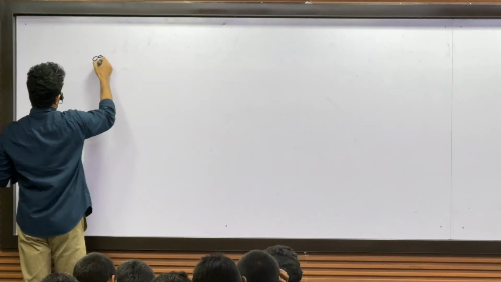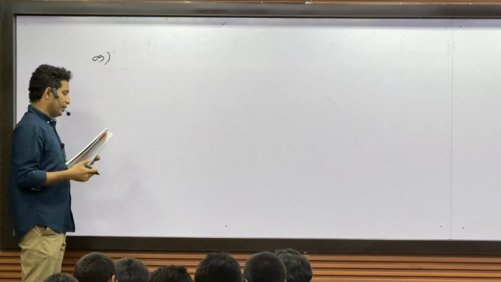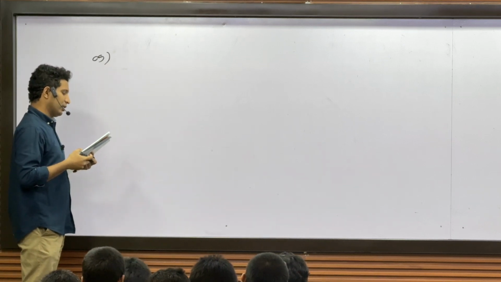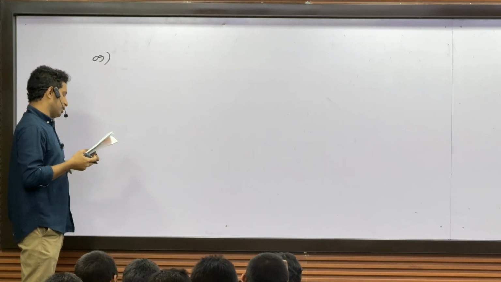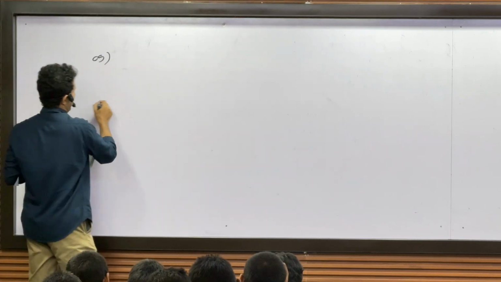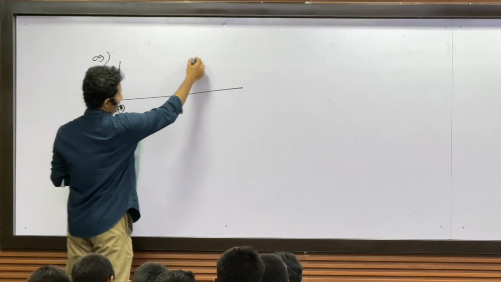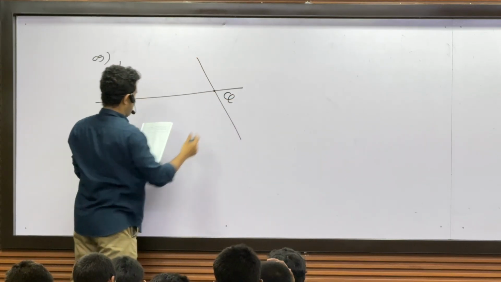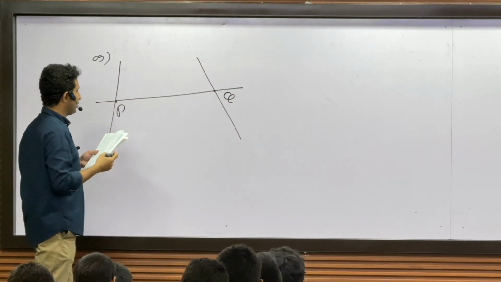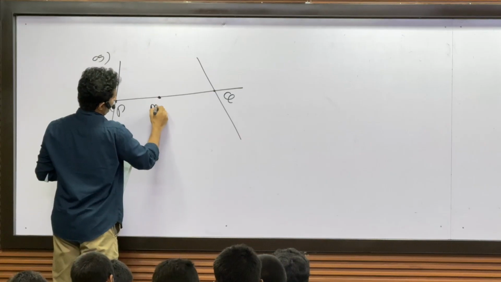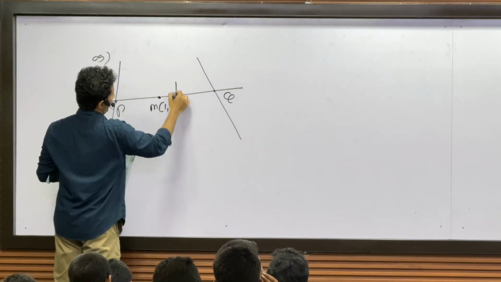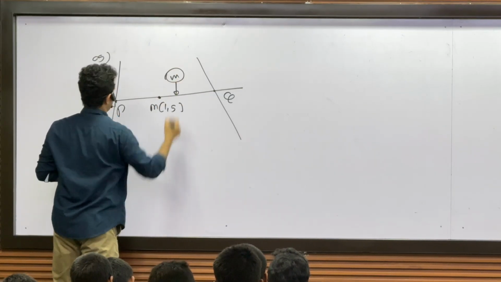Question number 9. A straight line intersects this line at P and this line at Q. This is the given straight line. It intersects at P and at Q. They have given that the midpoint of PQ is M(1, 5), and the gradient of that line is m.